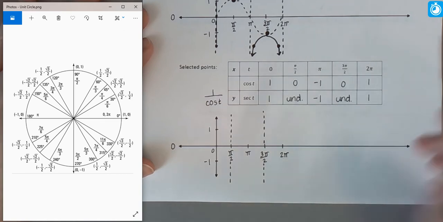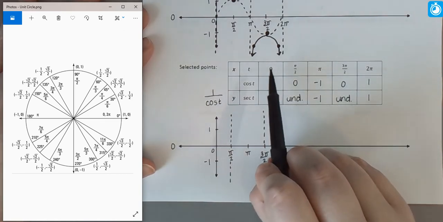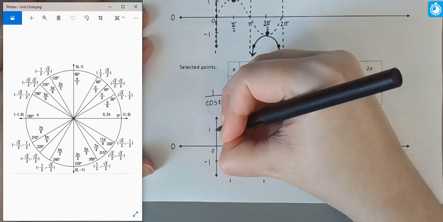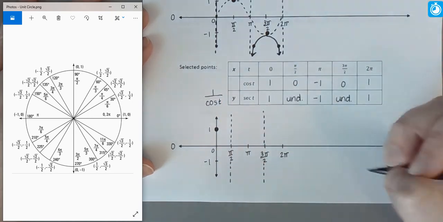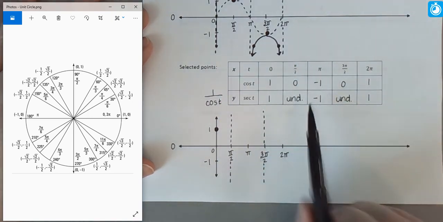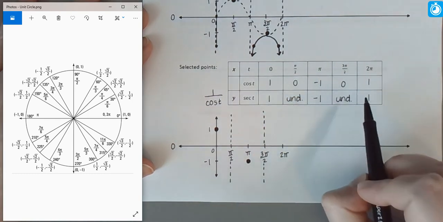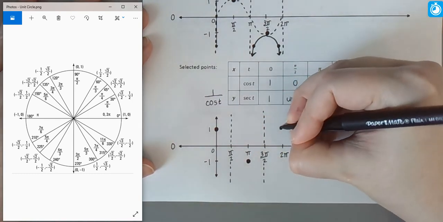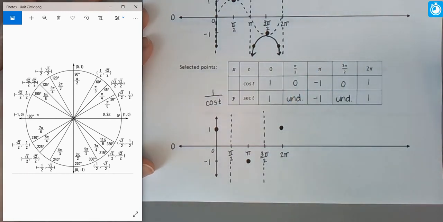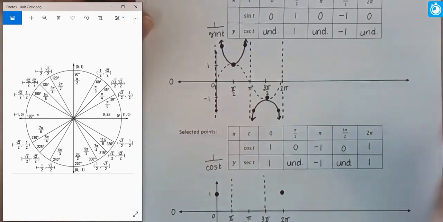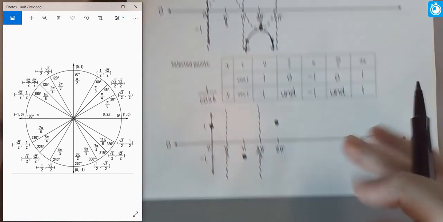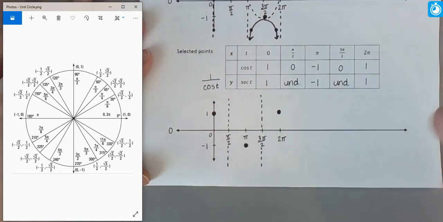Now, what about our actual ordered pairs? Well, they're at 0 radians. The secant is going to be 1. It shares a common point with the cosine. At pi radians, our secant is -1. And then at 2 pi radians, we go back to a secant value of 1. Essentially, the same thing that happened with the cosecant is going to happen here for the secant.